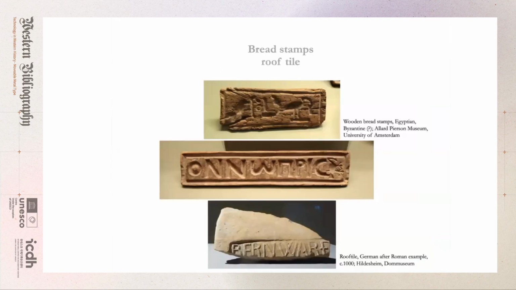Producer marks were pressed in dough or clay with wooden stamps in Rome, Egypt, Byzantium, and the manner was also introduced in Germany around the year 1000. It shows that the concept of making a woodcut was known in Europe in the Middle Ages.